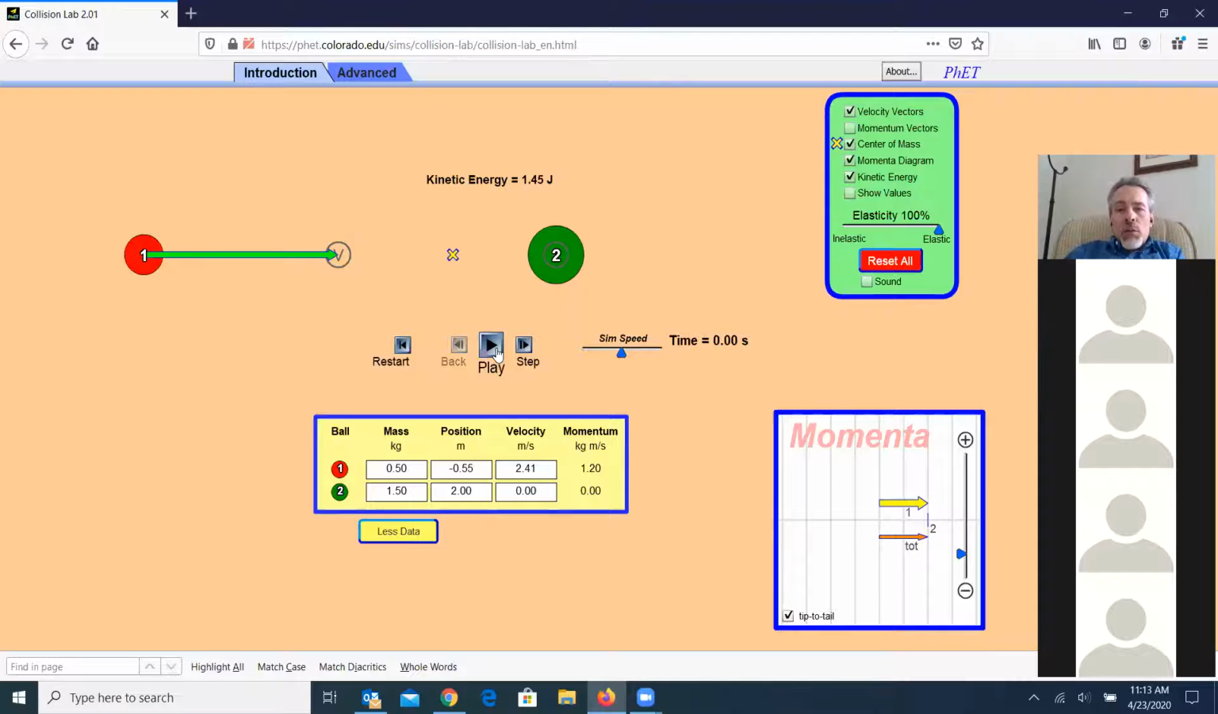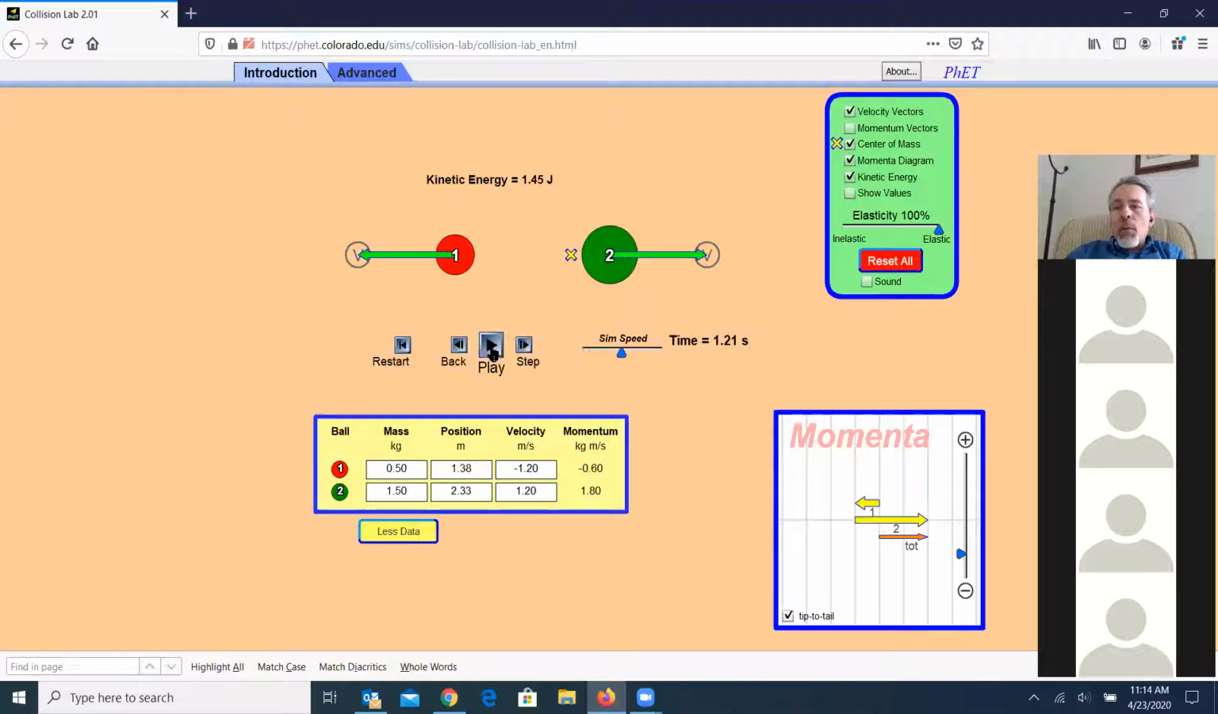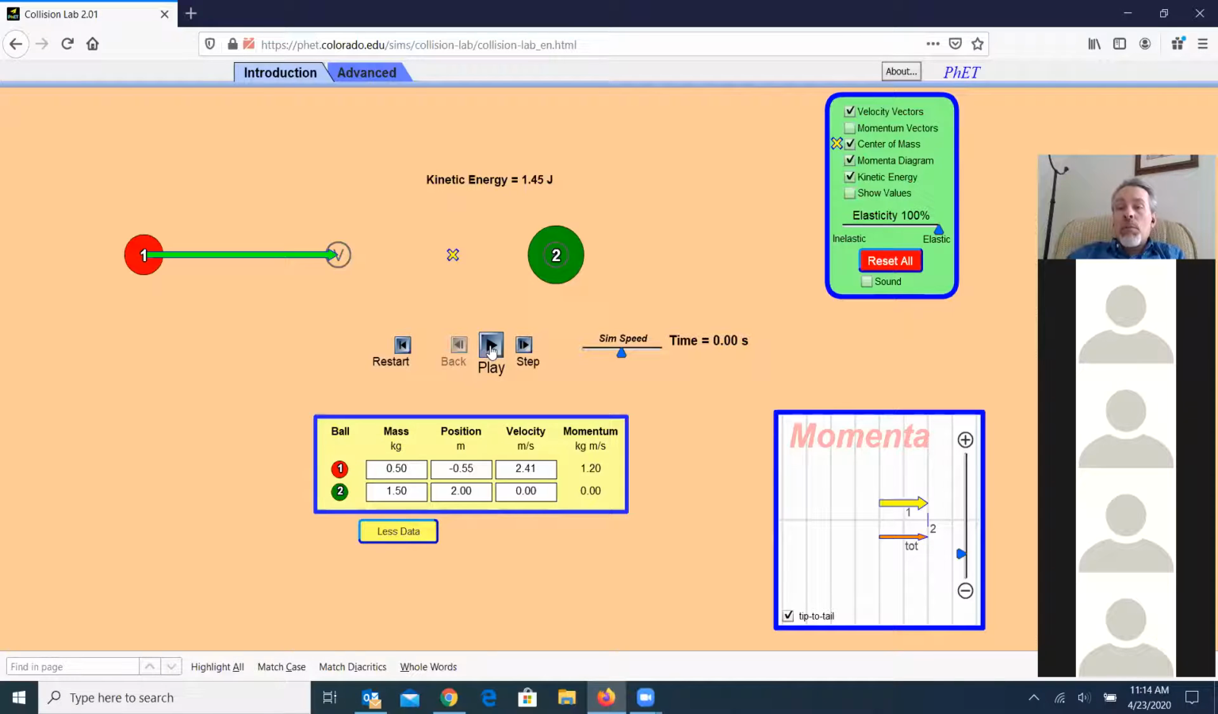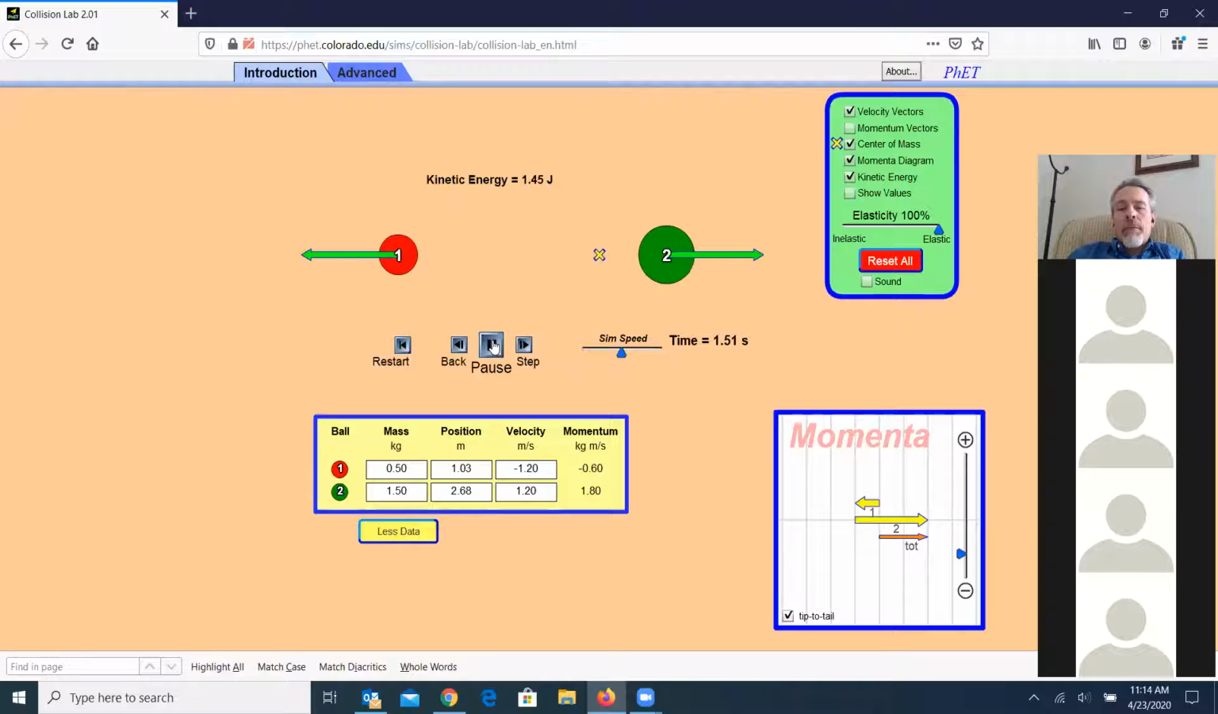So here's my question to you. Notice the red object has a change of momentum. But what about the green object? It definitely has a change of momentum too, right? So my question is this. Let me rewind this again. How does the change of momentum, the impulse on the red, compare to the impulse on the green? So you have to unmute yourself. How does the impulse on the red compare to the impulse on the green? Same. Almost the same, equal and opposite. So same magnitude, but opposite direction.